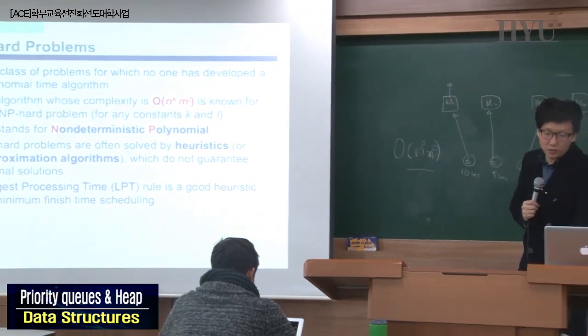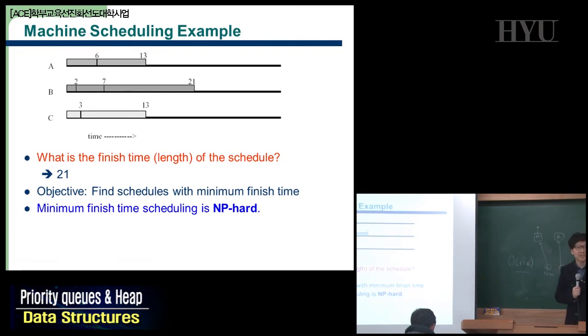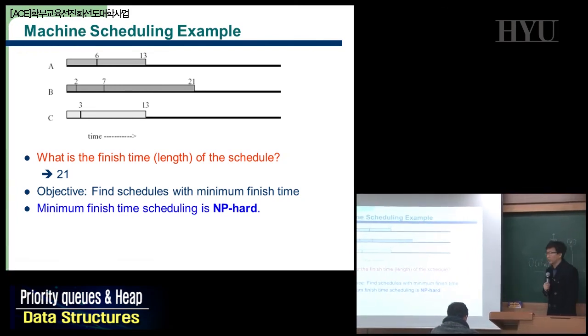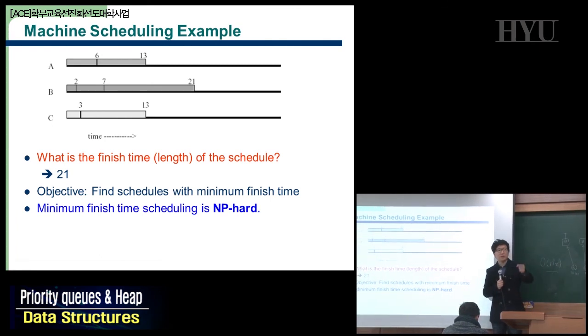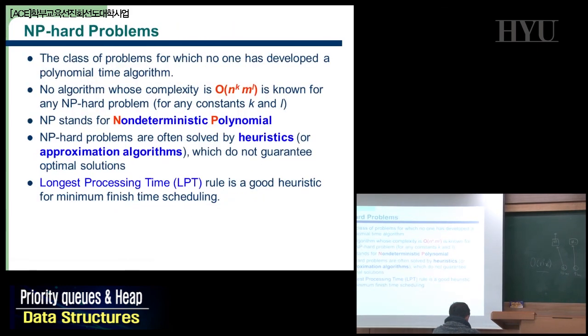The one we had in here is also a heuristic. It can finish in 20 or 21 time units. She also gave me one more heuristic solution too. Maybe her solution is the best one, the optimal one. Longest processing time, the LPT rule, is a good heuristic for minimum finish time scheduling. So we can use this heap to implement the LPT scheduling algorithm.